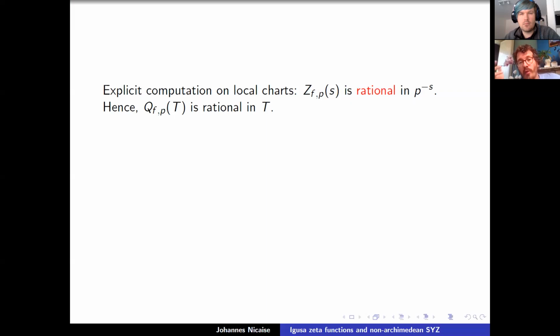And so once we've performed this resolution of singularities and the corresponding change of variables on the integral, then the expression that we are integrating becomes monomial in local coordinates. So locally, we can compute this integral explicitly. And what you get is a finite sum of rational functions in p to the power minus s. So this is Igusa's p-adic zeta function, which is rational in p to the power minus s. And our generating series is therefore rational in t, because it's related to the zeta function by a simple transformation.